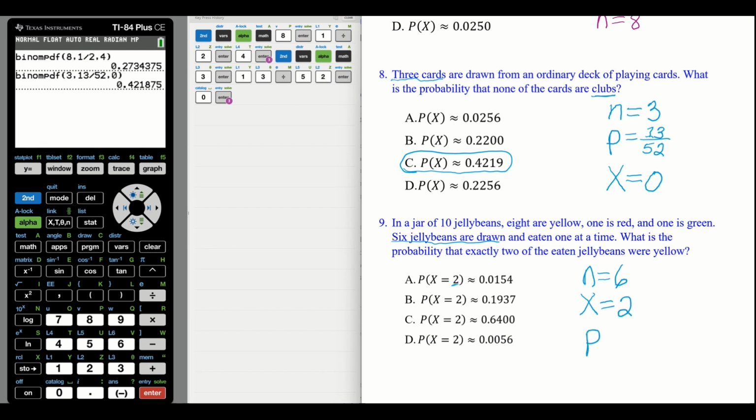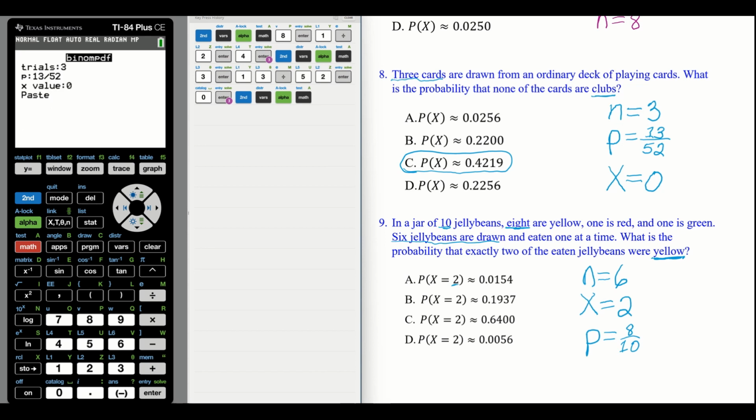Okay, our probability is what we need to deal with. Well, to get your probability, you go back and you look at what you're discussing. Yellow. How many yellow? We have 8 out of the 10. 8 over 10. Okay, that's going to be second vars alpha math. Our trials, we're pulling 6 out and we're eating them. Enter. Okay, our probability will be 8 out of the 10. And X is 2.